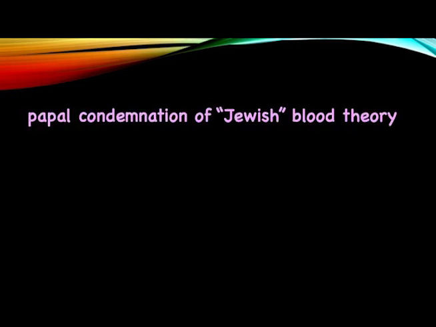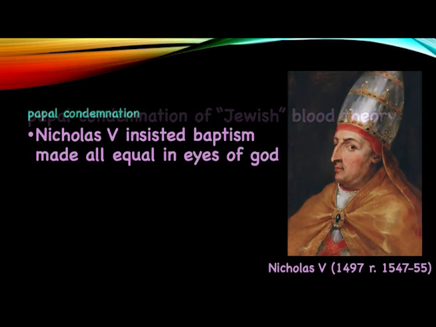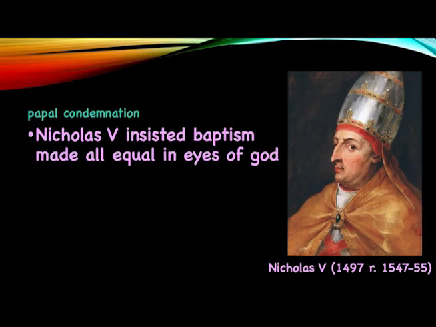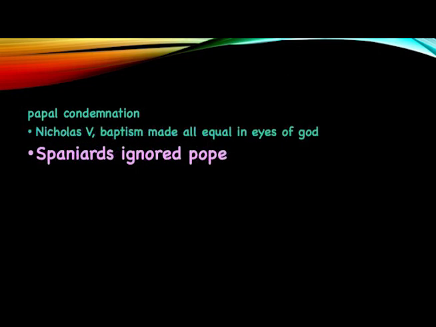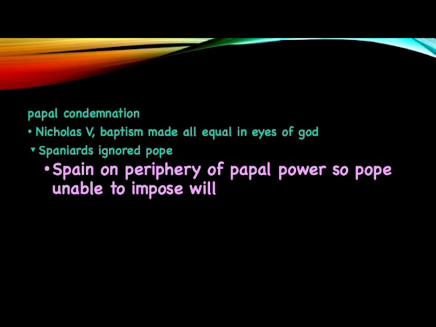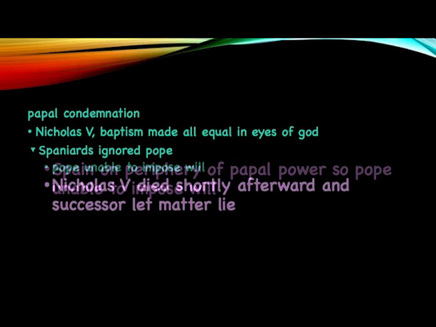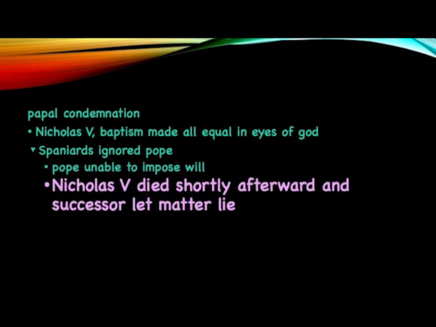The papacy unequivocally condemned this way of thinking. Pope Nicholas V denounced the view that baptism did not make one equally Catholic as being contrary to the Christian dogma that baptism makes everyone equal in the sight of God. Spanish Catholics refused to accept the Pope's argument and simply disregarded it. Because Spain was on the periphery of papal power, and because the papacy had its own problems, the papacy found it impossible to impose its authority over Catholic Spain. When Nicholas V died shortly after his condemnation, his successor let the matter lie.